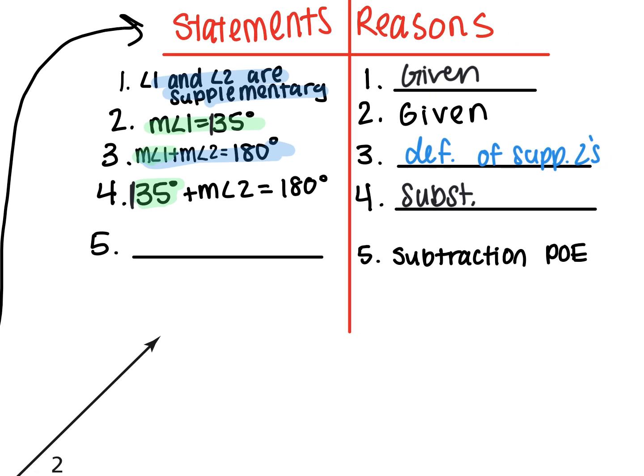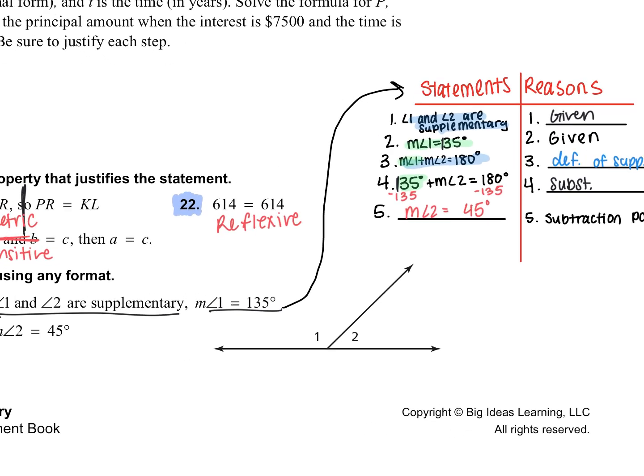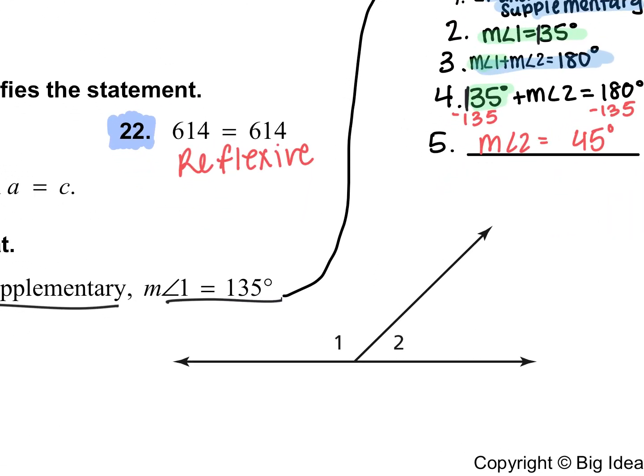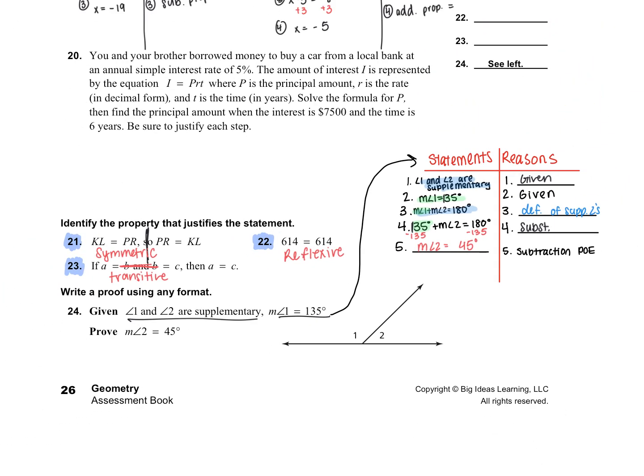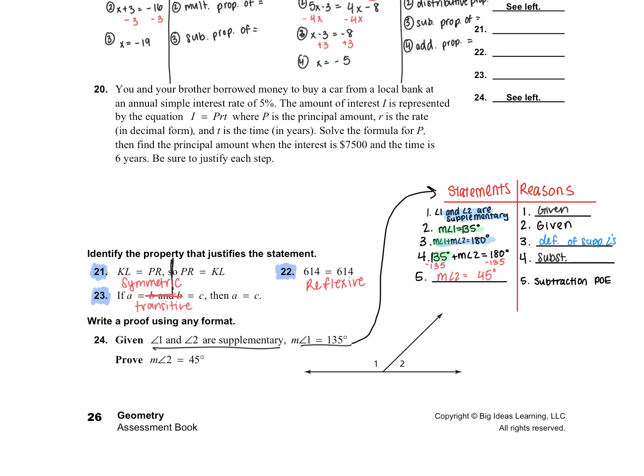And then 5, what should I get? Keep in mind it's telling you subtraction properties, so you should have subtracted 135. And the measure of angle 2 is going to equal 45 degrees. It was 135 in the original written, but it's just written incorrectly in what was given. All right, questions on this page?